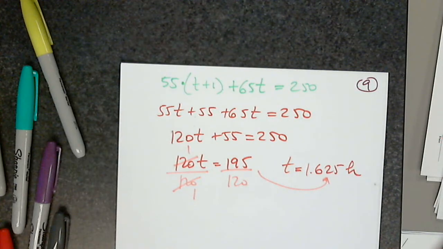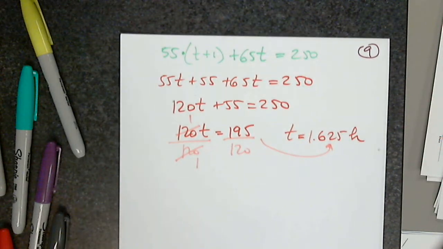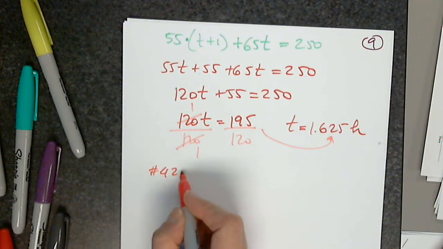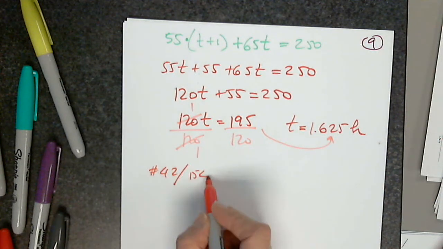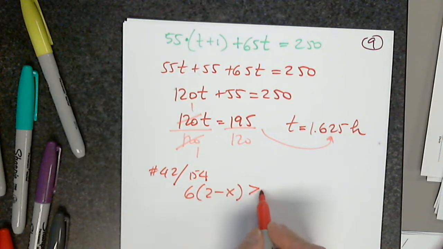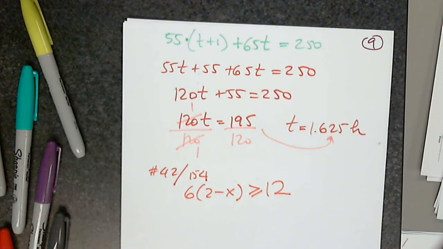You're welcome. Very good. Last thing, and then we have about 20 minutes to work on problems. Solving inequalities. Let's look at a simple one. Number 42 on page 154: 6 times (2 minus x) greater than or equal to 12. This is a linear inequality.